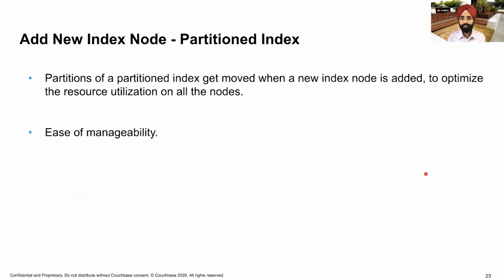So partitions of a partitioned index get moved when a new index node is added, to optimize the resource utilization on all nodes. This is different from a non-partitioned index. For a partitioned index, the system will automatically balance out and spread the partitions whenever a new index node is added. So this is a good feature which can be used for ease of manageability. Anytime the system is required to automatically manage the index placement, it can be done with a partitioned index.